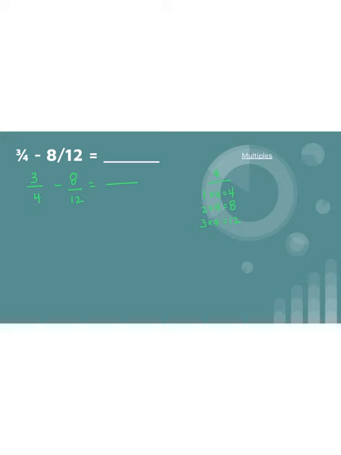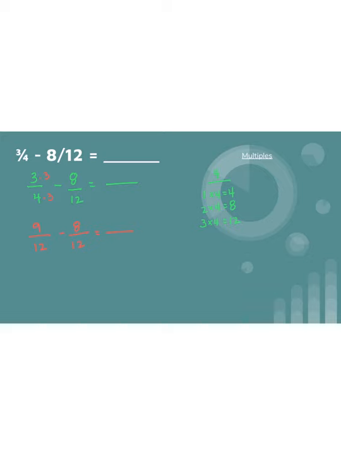So I know I'm multiplying that 4 by a 3 to get that 12. So I'm going to say times 3 here. If I do that to the bottom, I have to do that to the top. So 3 times 3 is 9. 4 times 3 is 12. Minus my 8/12 is just going to stay 8/12.